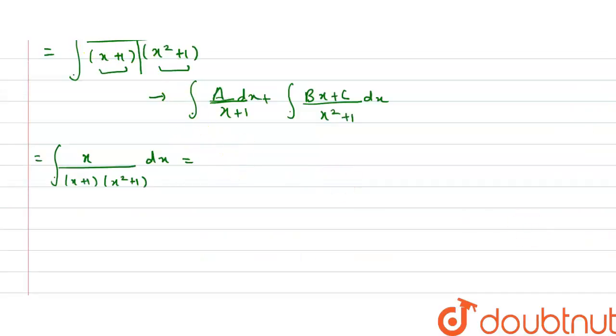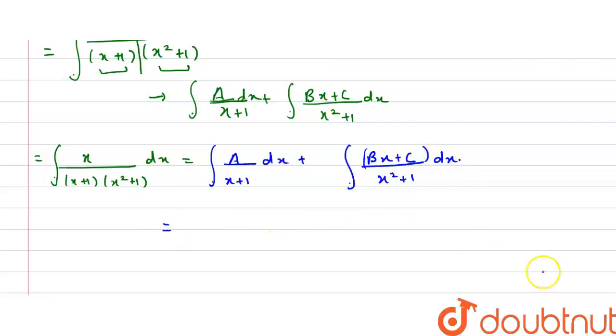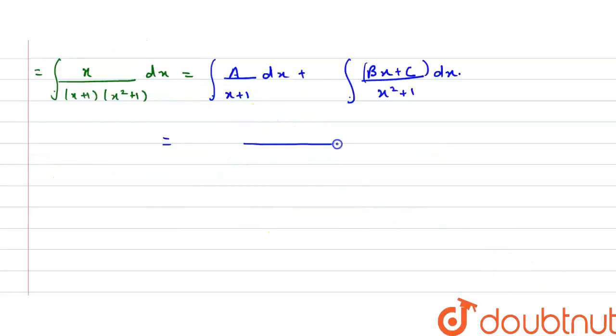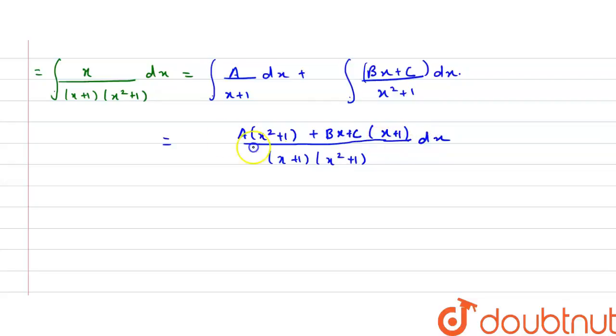equal to integration of a divided by x plus 1 dx plus integration of (bx plus c) divided by (x square plus 1) dx. Now multiply both sides, taking LCM, you will get x plus 1 and x square plus 1, and here a multiplied with (x square plus 1) plus (bx plus c) multiplied with (x plus 1) dx and integration.